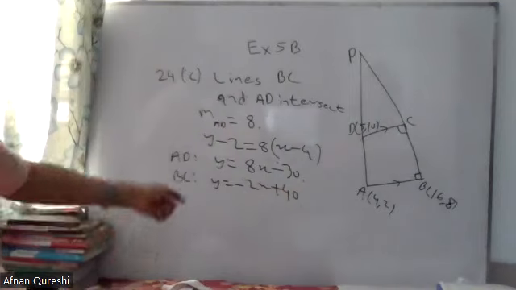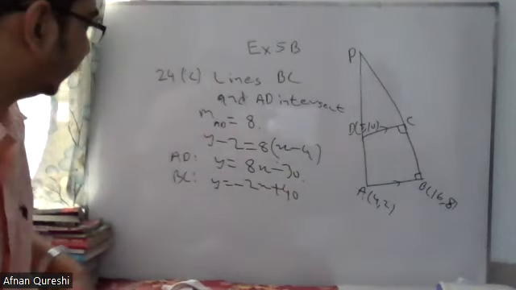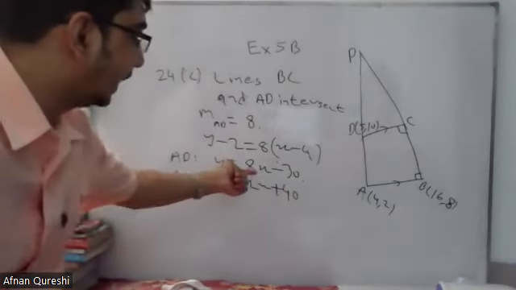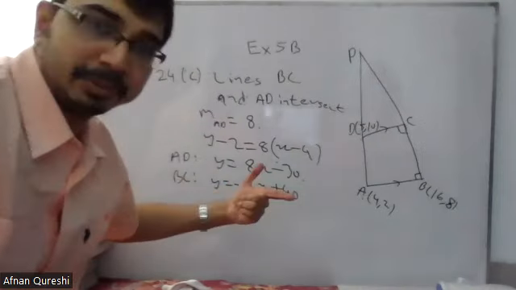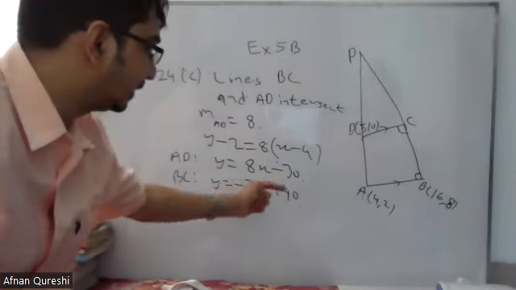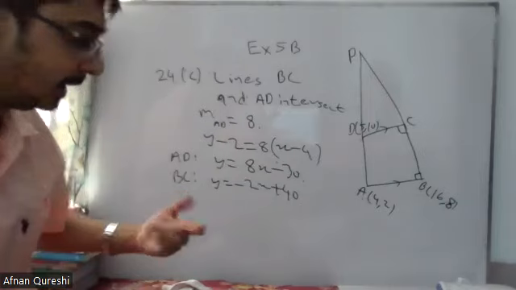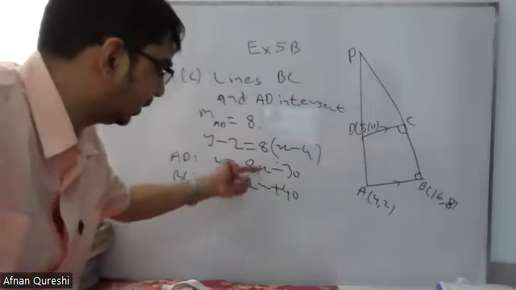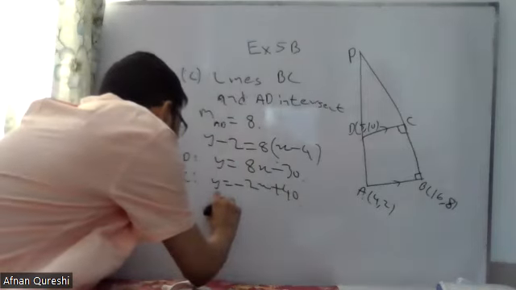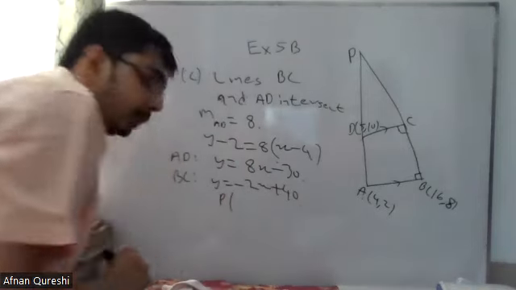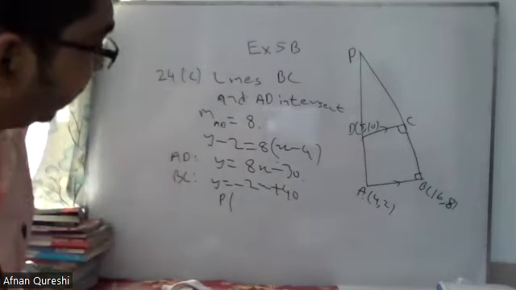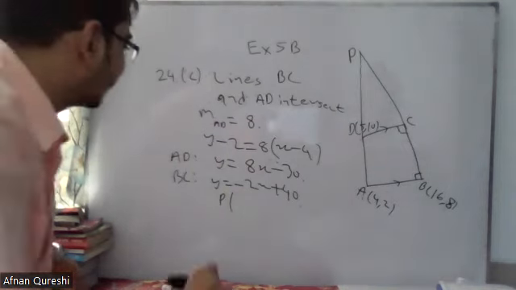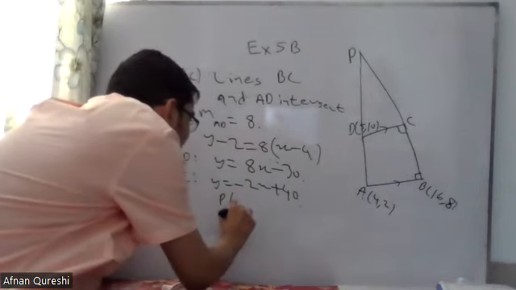So basically, you can find the value of x very easily. To solve simultaneously, just write 8x minus 30 is equal to minus 2x plus 40. Find the value of x, and then insert the value of x in either equation to find the value of y. That is the y coordinate of P. So what do you get as the x coordinate? The x coordinate is going to come as 7.